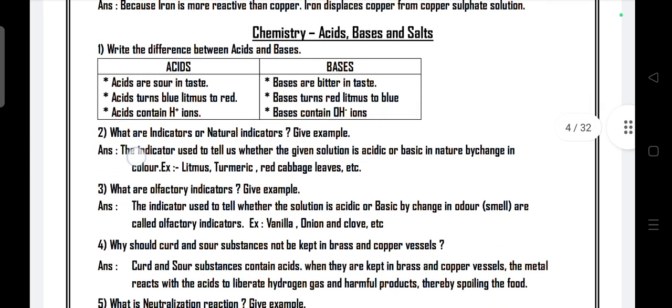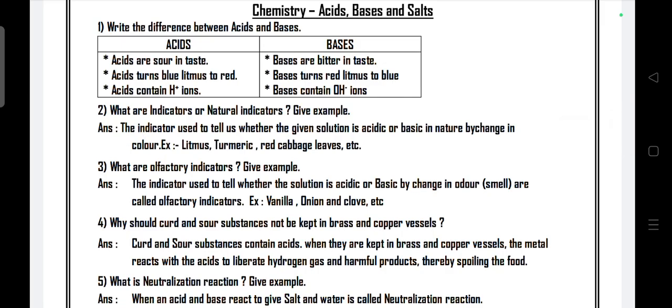If you read this much, you can score about 70. You just understand the question, then you have to answer. They'll ask twisted questions. Answer will be the same, but they'll ask a twisted question. So read the question carefully and understand, and you can easily solve the answer.